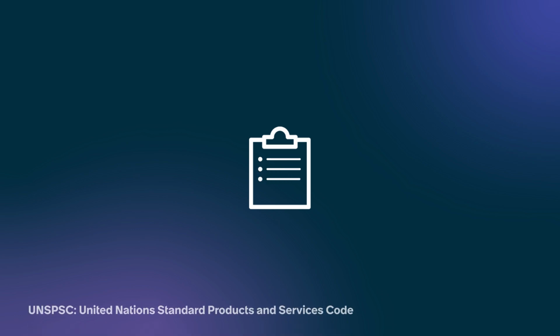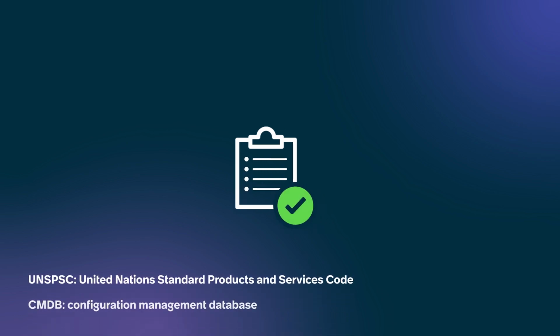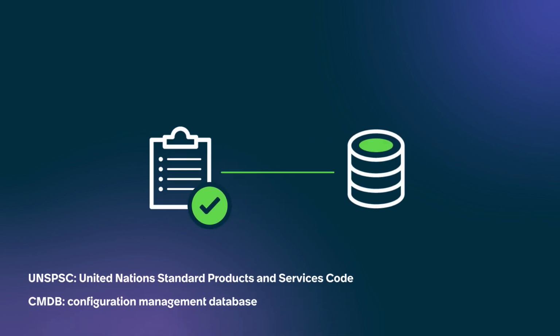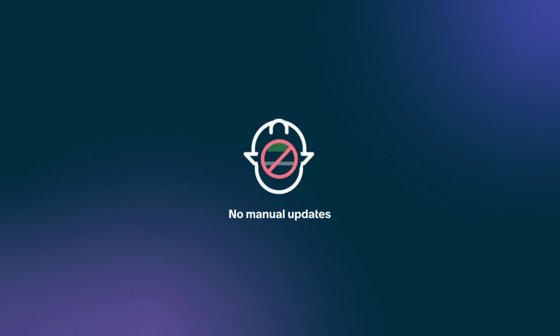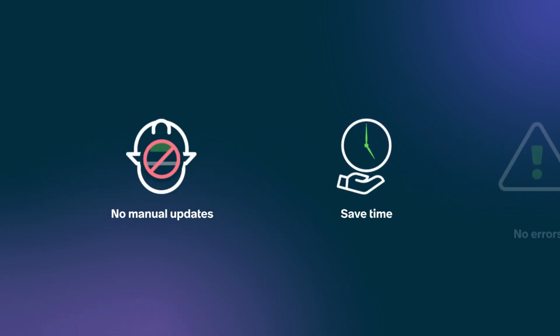Normalization helps get the data needed to verify what assets you have and be able to prove it. Automatic and continuous normalization standardizes models by category with UNSPSC data to maintain a perpetually clean CMDB. This removes the need for manual updates, saving time and errors.